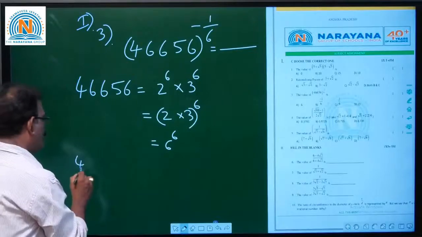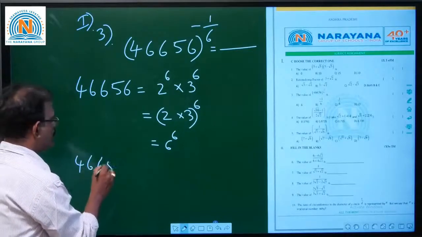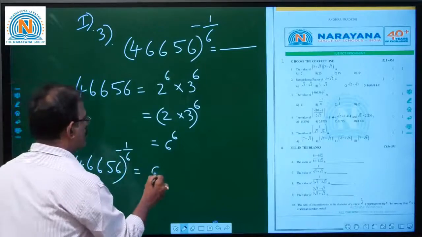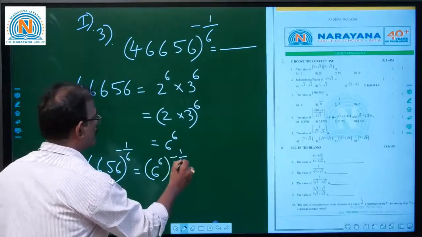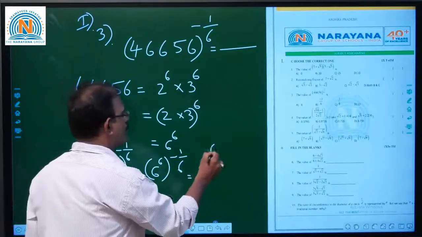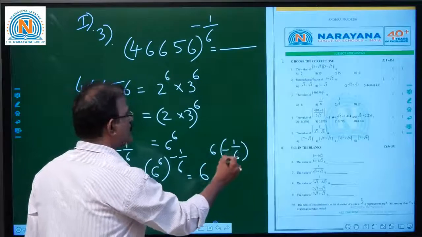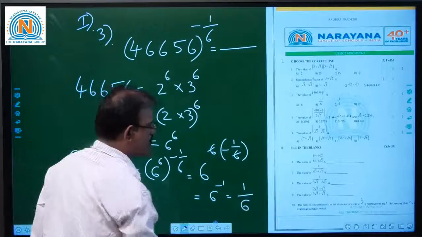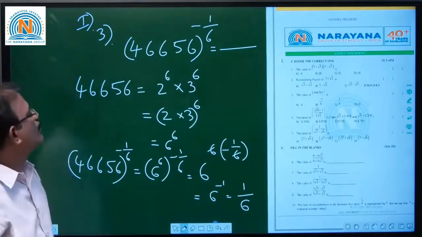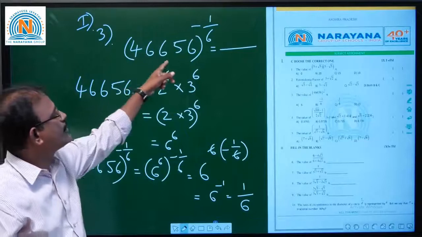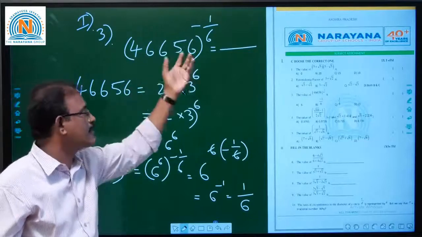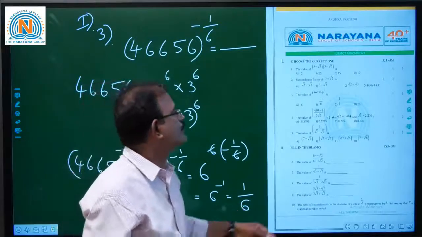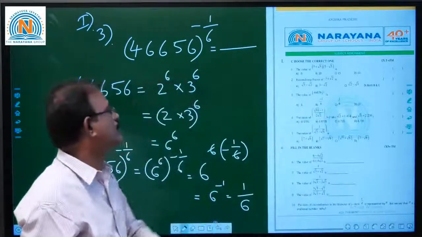Now, if 46,656 is taken to the power minus 1 by 6, it is 6 to the power of 6 into minus 1 by 6. The 6s get cancelled, giving 6 power minus 1, which is 1 by 6 power plus 1. So when 46,656 is raised to minus 1 by 6, the value becomes 1 by 6. Of course, it is given in the third option.